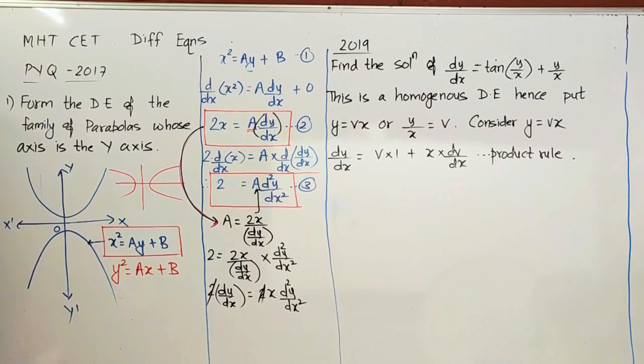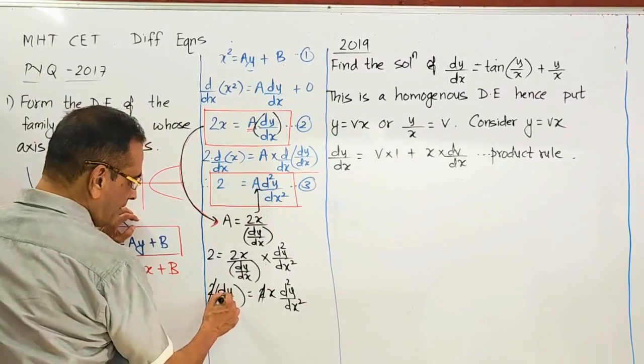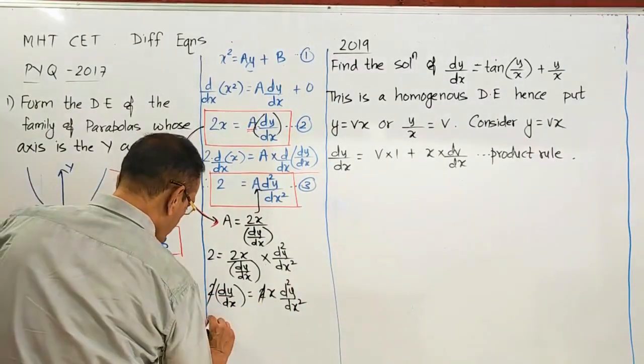Let us check the options. Finally, they have given this as the answer, with dy by dx taken on the right side.